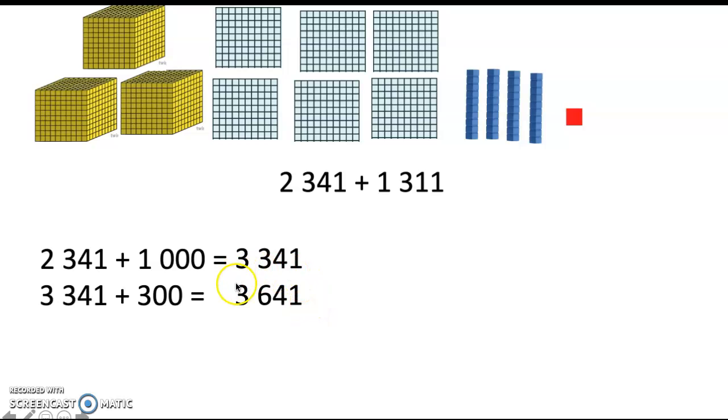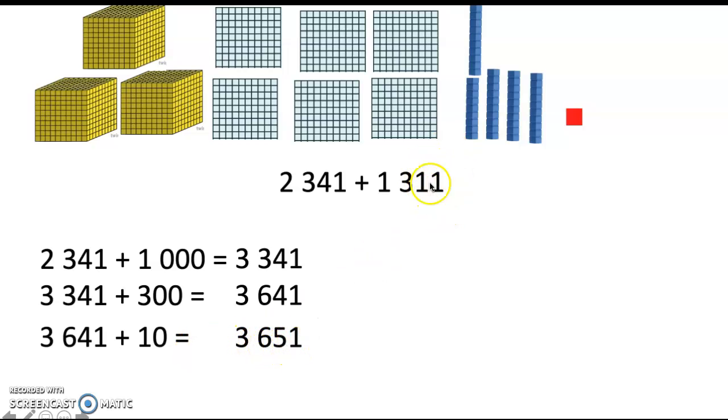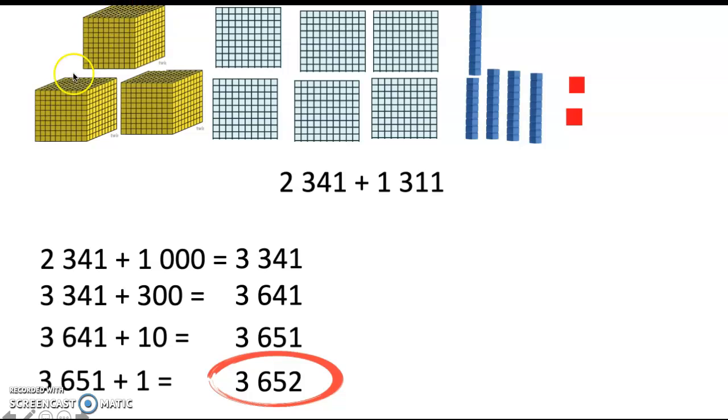3,641. Then we're going to take this answer and add the next place value, which is the 10 place value here. We're going to add 1 10 stick right here. And here's our number sentence down here, which gives us the answer of 3,651. And we're going to add our last place value of the units place value here. We're just adding 1 cube. Here it's represented, and then we get our final answer of 3,652. And you can see that represented right here visually.